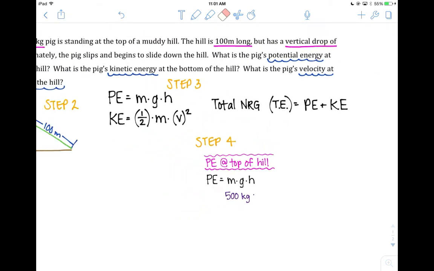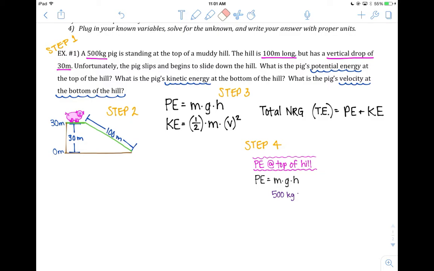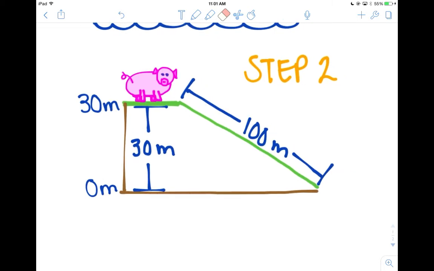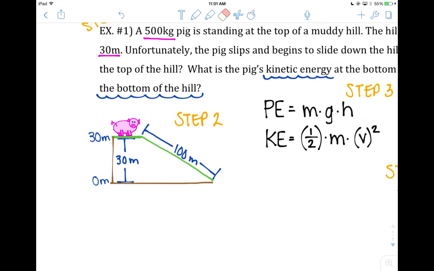So we know the mass of the pig is 500 kilograms since we underlined that in the problem. Gravity is 9.8 meters per second squared. And the height is 30 meters. And we have to be careful here because we don't want to use the 100 meters since that really doesn't tell us the height. That's just the length of the hill. We are only concerned with how high this pig is off the ground. So if he starts at 30 meters above the ground, he's going down to 0. We know that's how high he is.